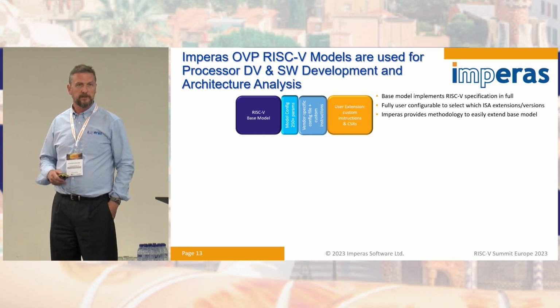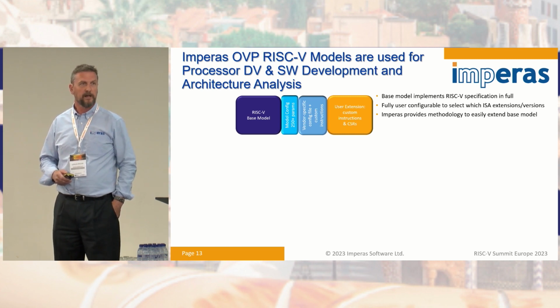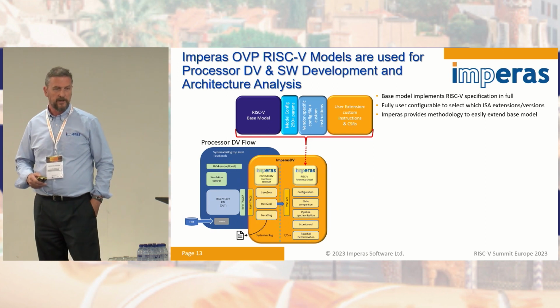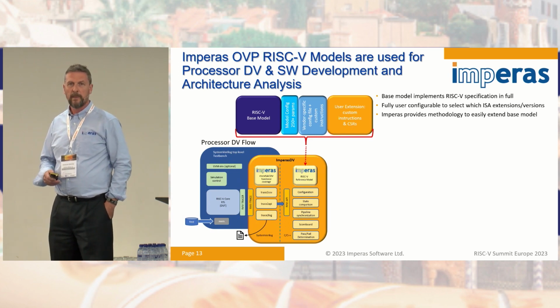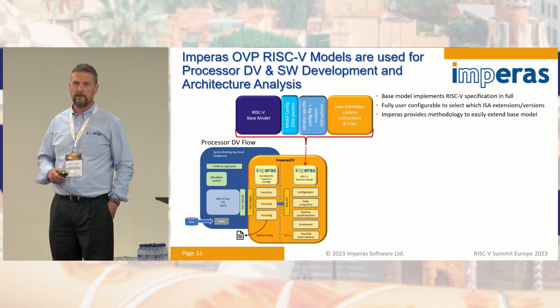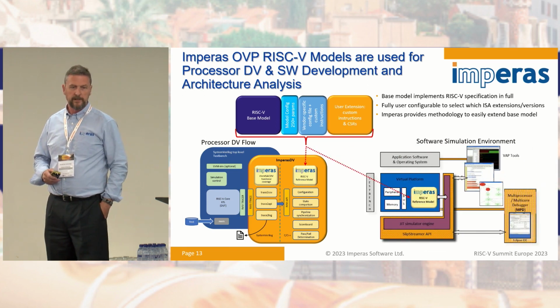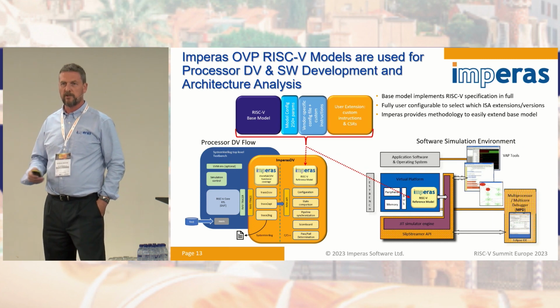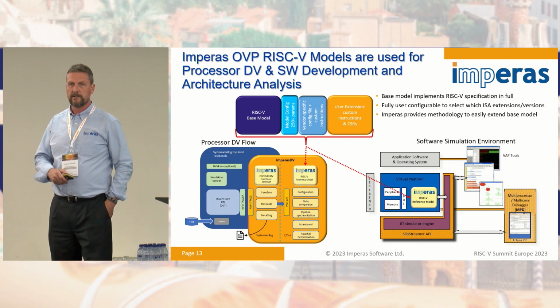And then the user needs to be able to extend the model themselves. So we need to provide a good set of APIs allowing a clear way of extending that model without making any difference to the base model. And then we use that model in two places. We can use it in the processor DV flow, so we can verify our RTL is doing what we expect it to do based on a sequence of instruction executions. But we can also use it in a software simulation environment. So we can use exactly the same model both for our software development and for our RTL verification.